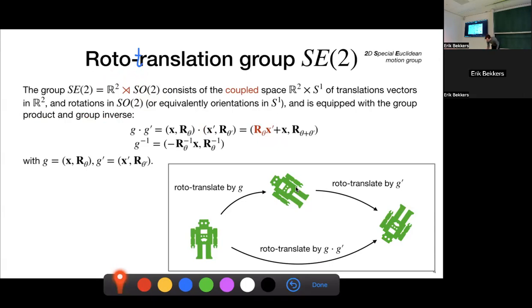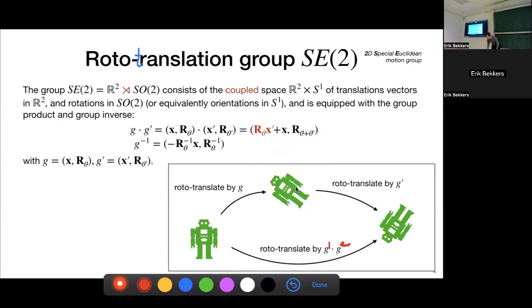So to keep things simple, we have a G representing a rotor translation of this robot. And I apply another rotor translation to it, it gives me this robot. And I might as well do this at once by a rotor translation obtained by these parameters. So with a single transformation. Is it again G prime times G, or is it now G times G?